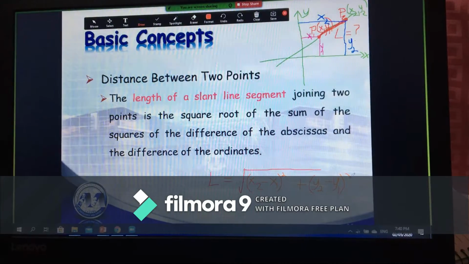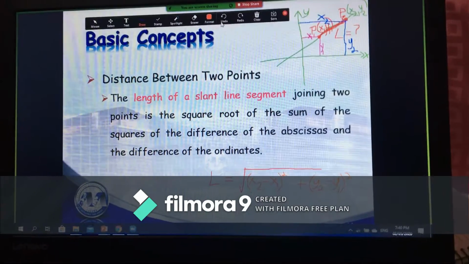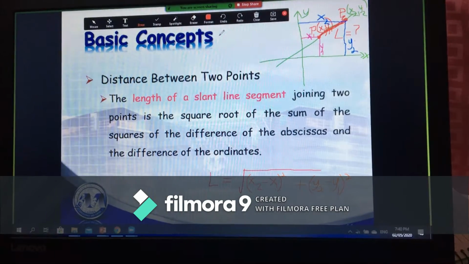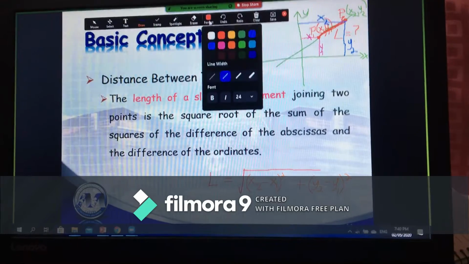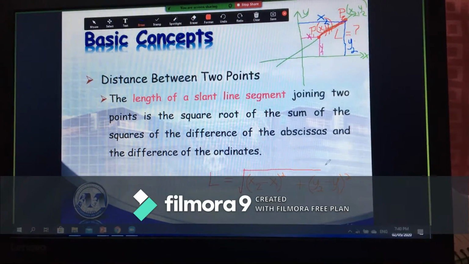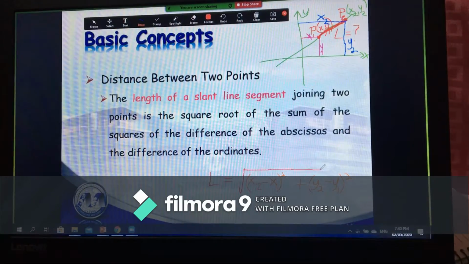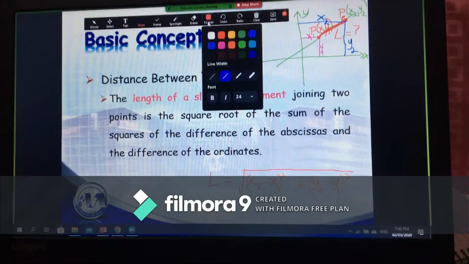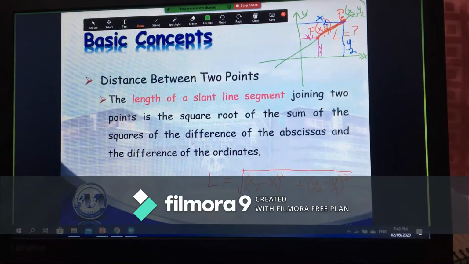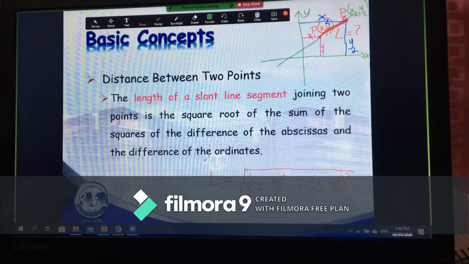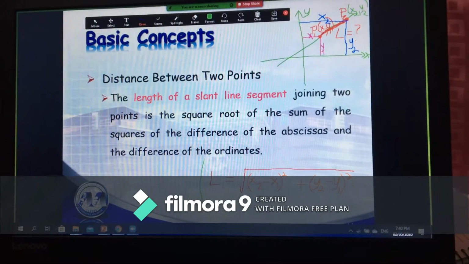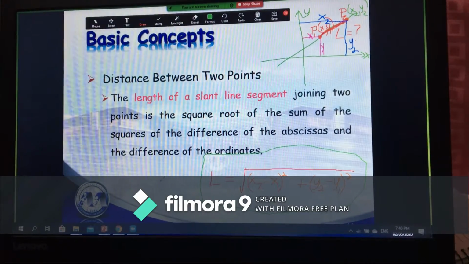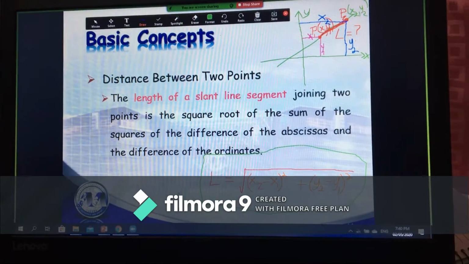So square. Okay? So ito yung ibig sabihin ng statement na to from the formula. So this is our formula for finding the length of the slant line segment. Okay, are you following? Do you understand, class?